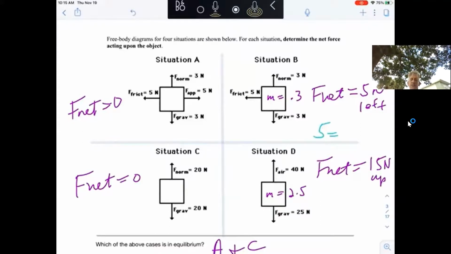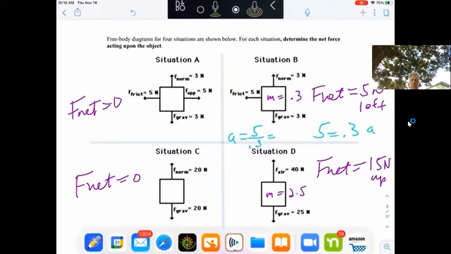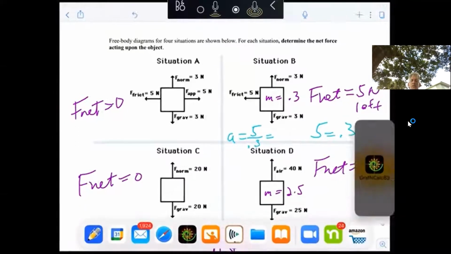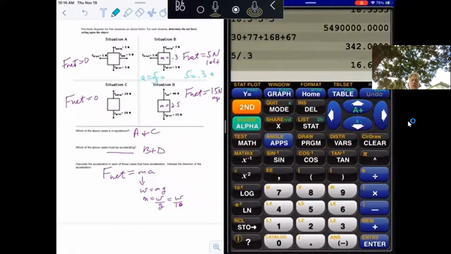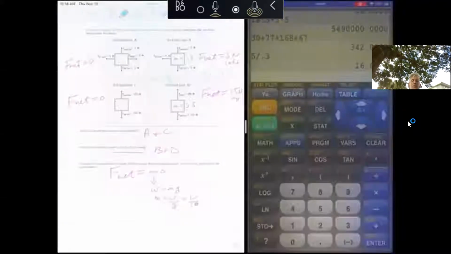Then just calculating now what the net force is. We already established that the net force was 5 newtons to the left. The mass is 0.3. Using Newton's second law, a is 5 divided by 0.3. That comes out to be 16.7 meters per second squared.